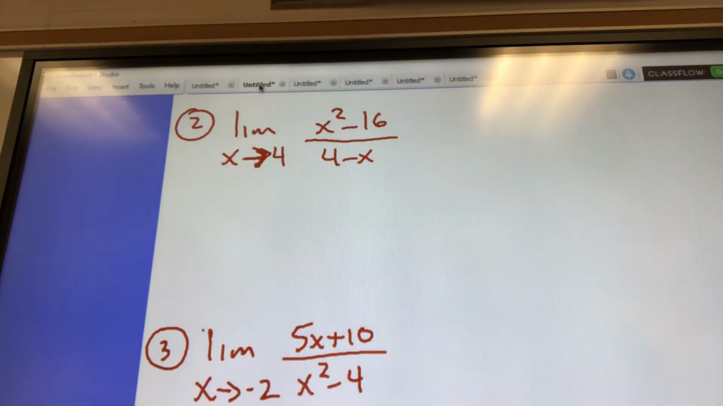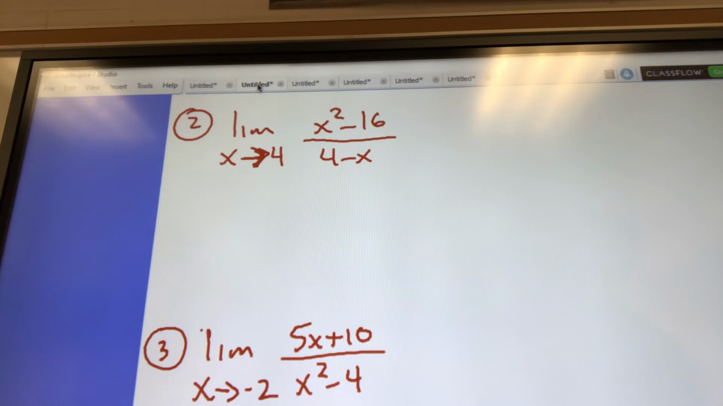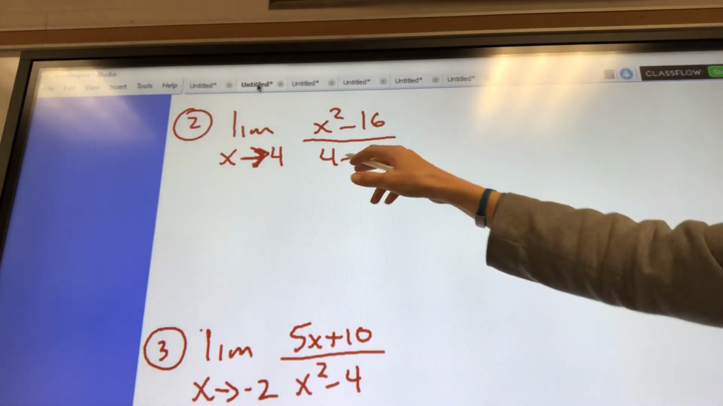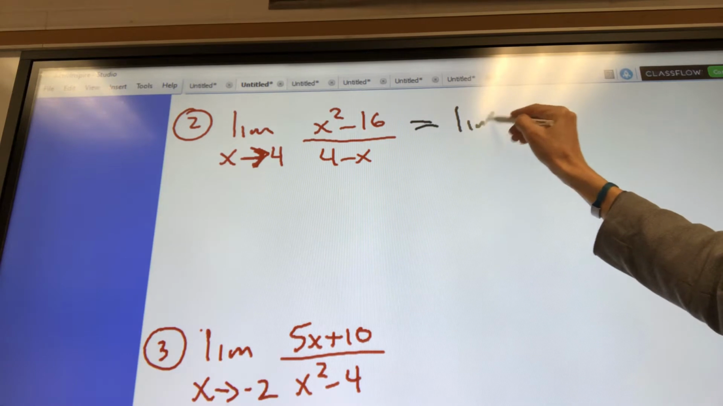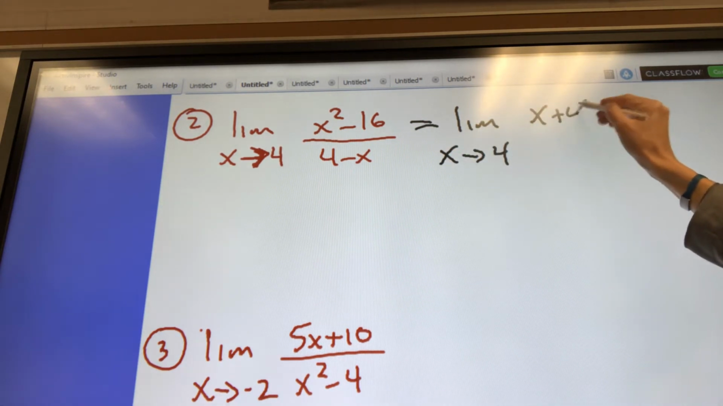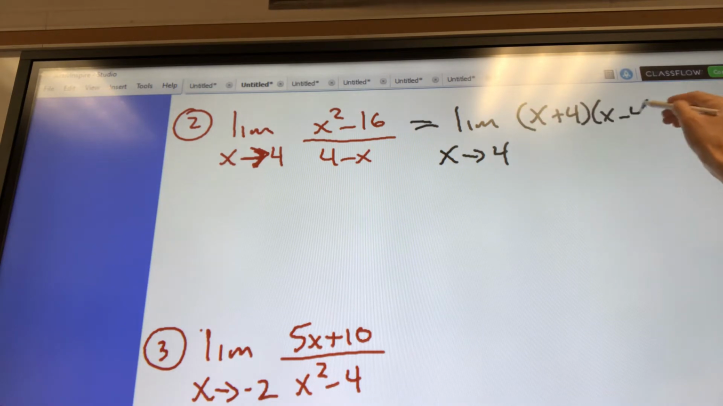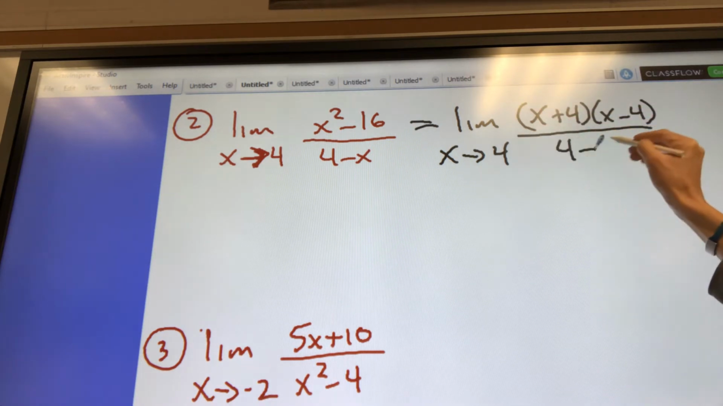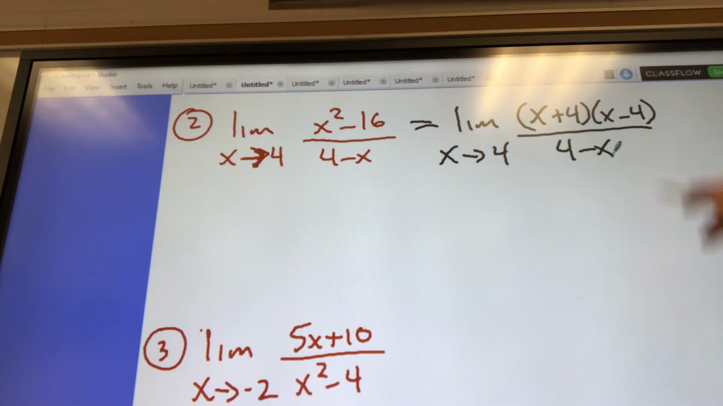So take a look here at number 2. The limit as x goes to 4 of x squared minus 16 over 4 minus x. Again, do a quick check by plugging it in, because some of these you might be able to do just by plugging in. If you plug this in, you get 0 over 0. The denominator is 0. That means we definitely need to try to factor. So we're left with x plus 4, x minus 4, over 4 minus x. Now, these two, x minus 4 and 4 minus x, are negatives of each other.